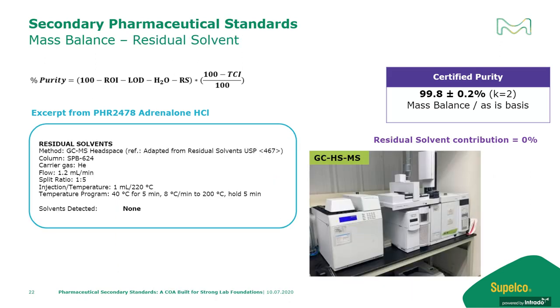Now we will consider residual solvent contribution in adrenaline HCl. A GCMS headspace method was adapted from the General Chapter 467 from the USP. The parameters are listed here in this excerpt on the secondary standard COA. All parameters, including the column, the carrier gas flow, split ratio, and temperature programming are detailed in the COA for ultimate transparency, so the user can see exactly what method was used to look at residual solvents.